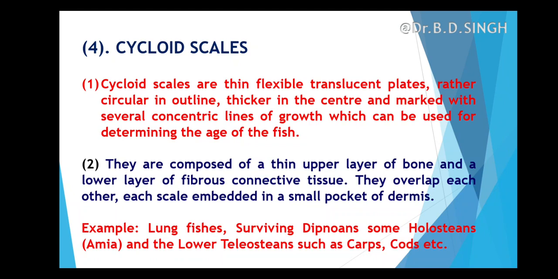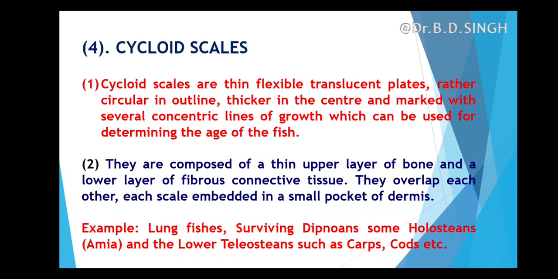Cycloid scales are thin, flexible, and translucent plates, rather circular in outline, thicker in the center, and marked with several concentric lines of growth, which can be used for determining the age of the fish. Point number 2, they are composed of a thin upper layer of bone and a lower layer of fibrous connective tissue, and they overlap each other.